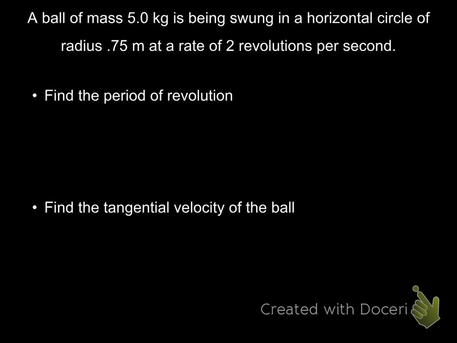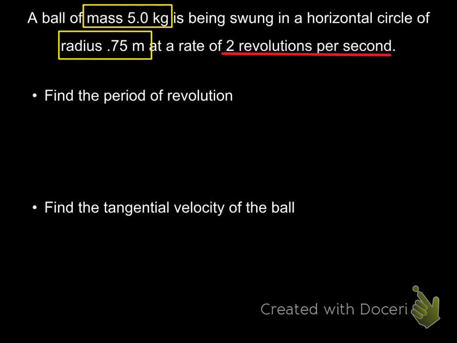Okay, so here was our very first problem. The first thing you want to do when tackling any problem is obviously read it and identify your given information. So it says we have a ball of mass 5 kilograms being swung in a horizontal circle of radius 7.5 meters, or 0.75 meters, not 7.5 meters, at a rate of 2 meters per second. So all three of these pieces of information are very important.